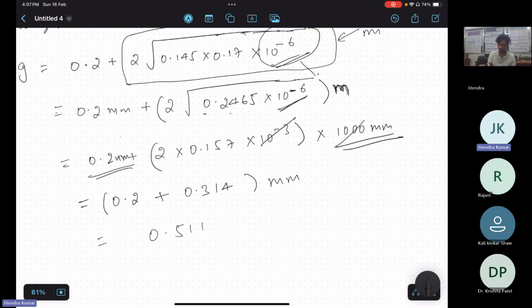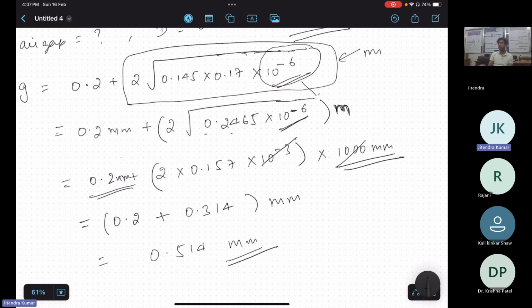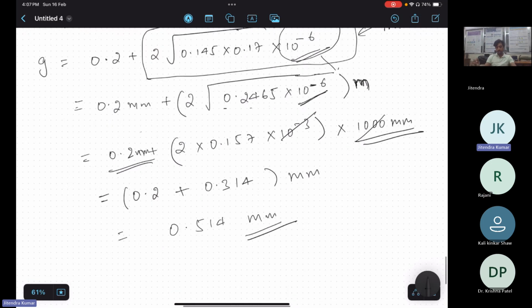0.514. Earlier also the same one. Actually, I directly rewrote 10 to the power minus 6 to mm. If you eliminate 10 to the power minus 6 from under root, you can directly write as mm. Just do manipulation in units on your own, you will get that. Okay, so moving on.